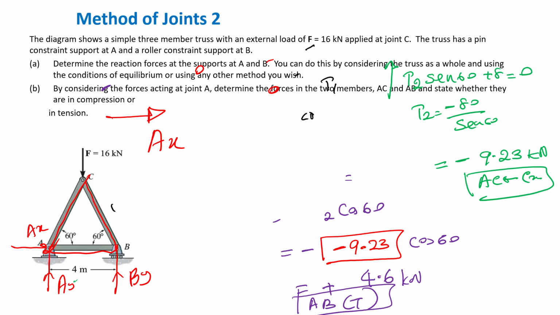I understand. We don't have any horizontal forces, so it's going to be 0. Yes, so Ax is 0, isn't it? Ax is 0, but you can't say there is no force in this member. Because when you consider the joint and separate the members, there can be member forces. They are internal forces.